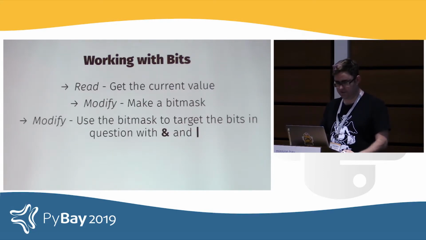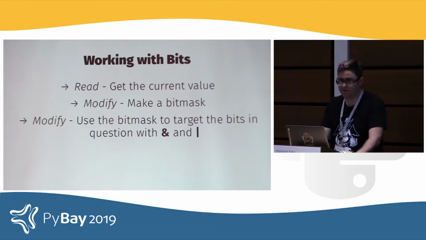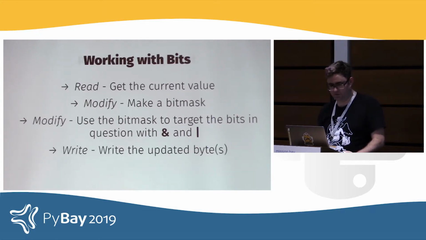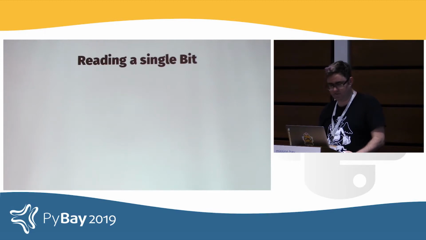So working with some bits, how are we going to do this now that we have bit math and all this fun stuff? We're going to read the current value. We're going to modify it using a bit mask and some combination of AND, OR. Then we're going to write the updated bytes.